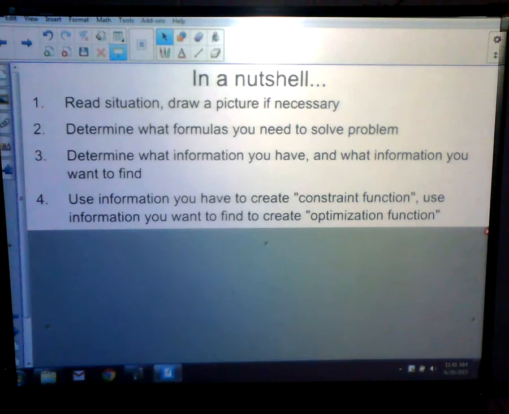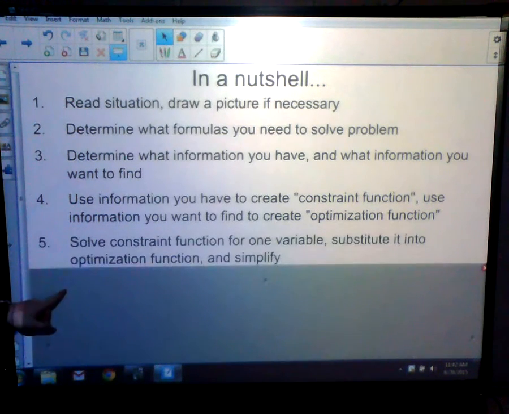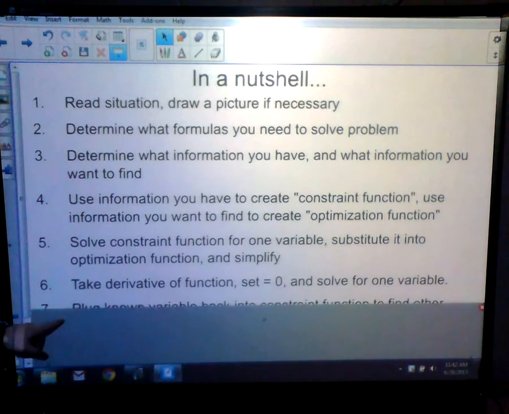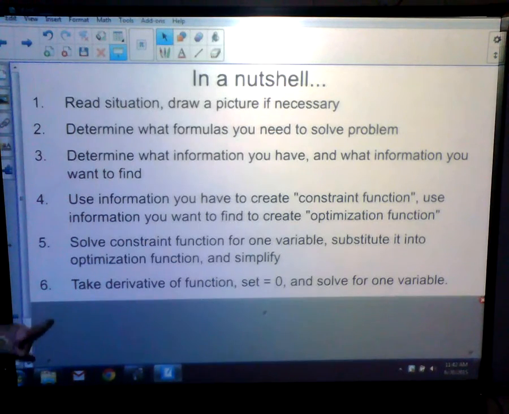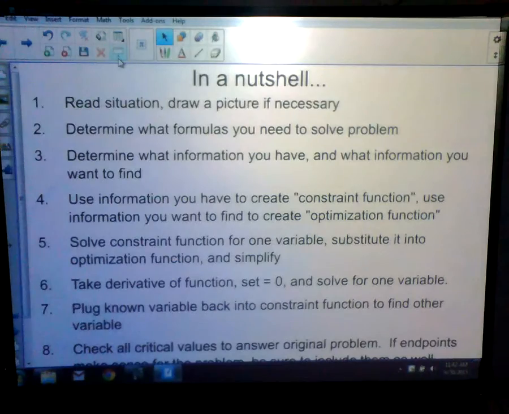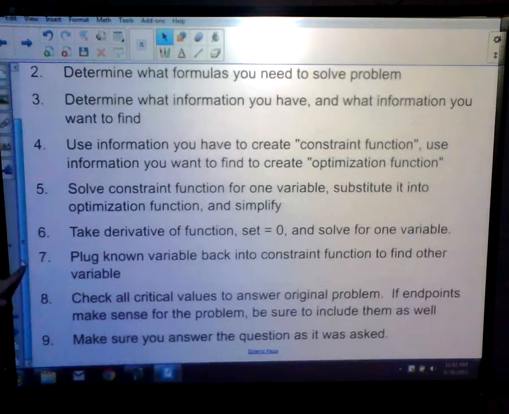We're going to use what we have to create the constraint equation and what we want to create the optimization equation. We're going to solve the constraint function for one variable and substitute it into the optimization and simplify. Take the derivative, set it equal to 0 and solve. Plug that back into the constraint to find the other variable. And then check all the critical values to answer the problem and make sure we answer the question.